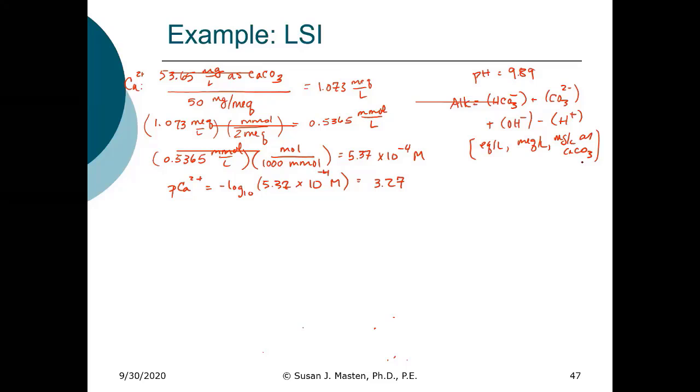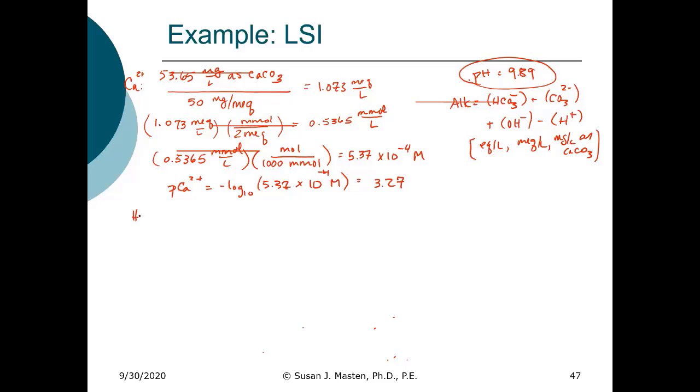We can't make that assumption here because the pH is almost 10. We're almost to 10.3, which is the pKa. That's the point where bicarbonate is equal to carbonate. So we need to include both bicarbonate and carbonate in the alkalinity expression.